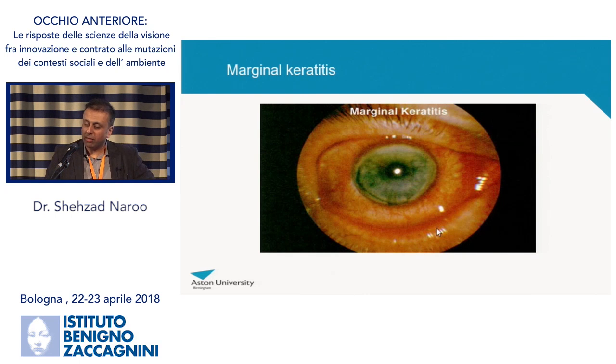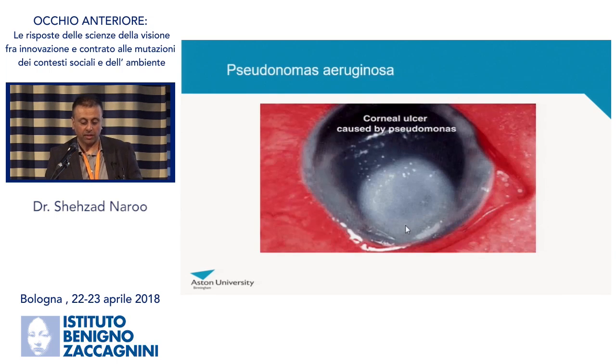This is a marginal keratitis, so it's affected now not just the conjunctiva and the cornea, but also the lids as well. And this is a Pseudomonas, an ulcer caused by Pseudomonas. Pseudomonas is a type of bacteria which will rapidly perforate through the cornea. So if you have suspicion of Pseudomonas, we need these patients to be treated quite quickly.